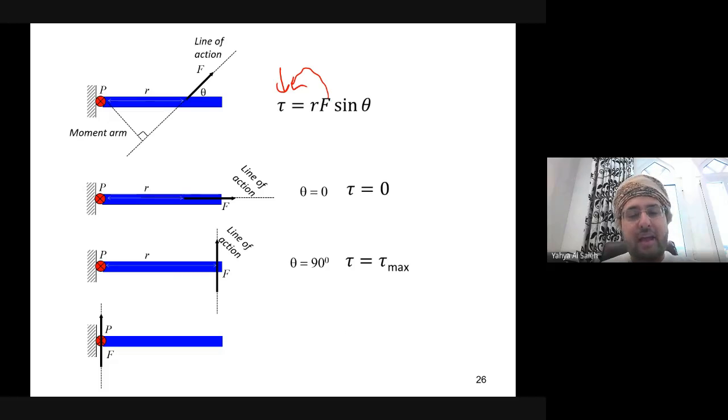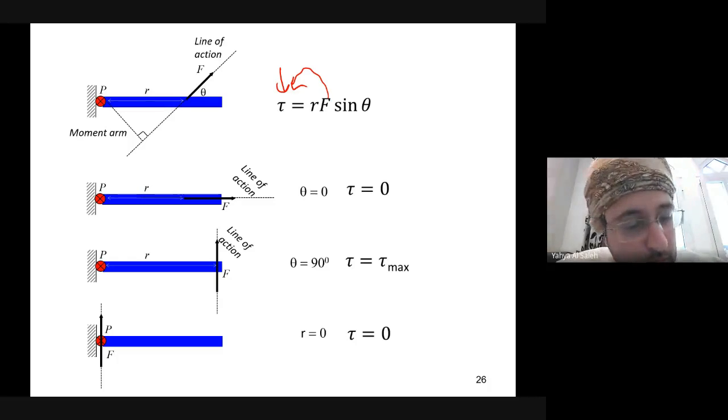Now, what if I have my same perpendicular force, but at the axis itself? What's it going to be then? My R is going to be 0, so my torque is going to be 0. And that's why it doesn't matter how strong you are, opening a door by pushing at its hinges is a moot point.